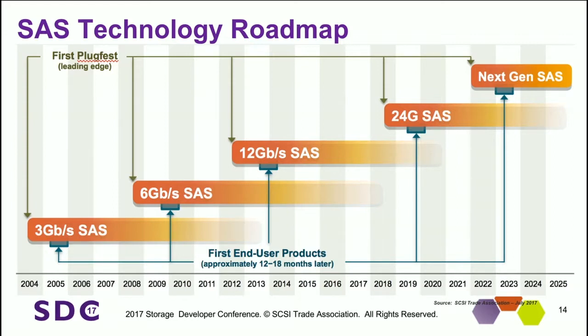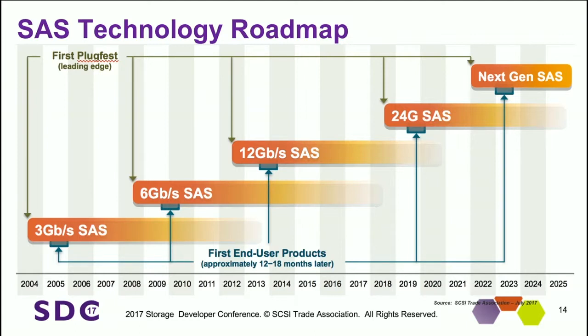There is a next generation on here. There's a lot of work actually going on in the Ethernet community around 56 gig Ethernet. SAS has always leveraged a lot of the work that goes on in the Ethernet community around the PHYs and how they work and the technology there. So that is there, that's being worked on in the Ethernet space.